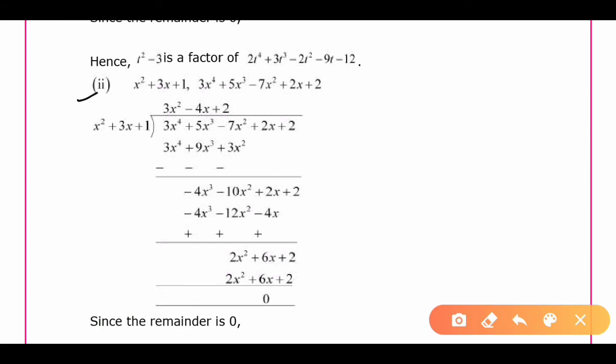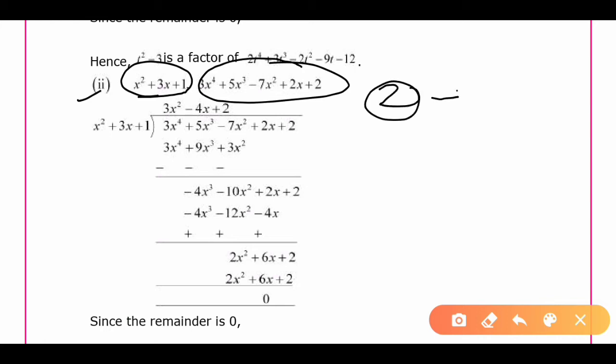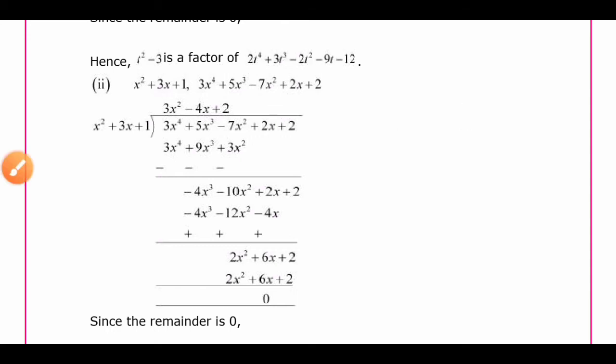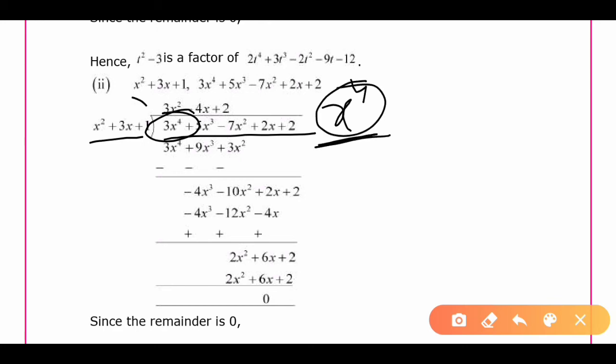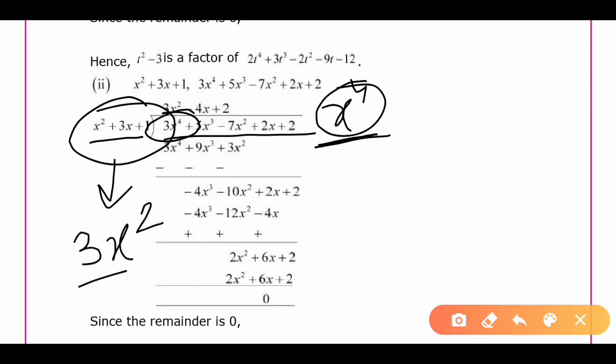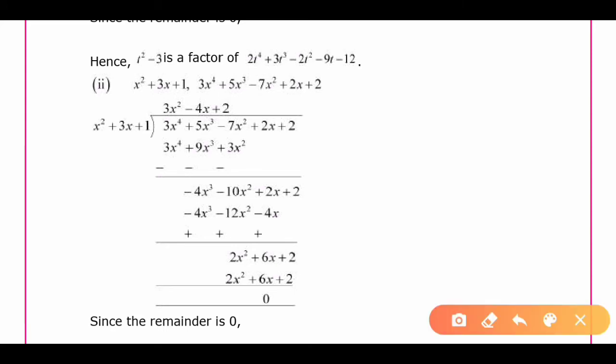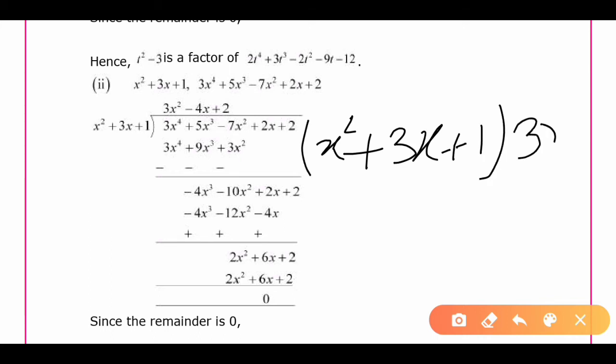Now second numerical, this one is the first polynomial and this one is the second polynomial. We'll divide second by first. Okay, so we'll perform this division operation. Let's see. In the second polynomial we have 3x raised to power 4. For getting the x raised to power 4, we'll multiply this value by 3 into x raised to power 2. Okay, let's see. x square plus 3x plus 1 will be multiplied by 3x square.